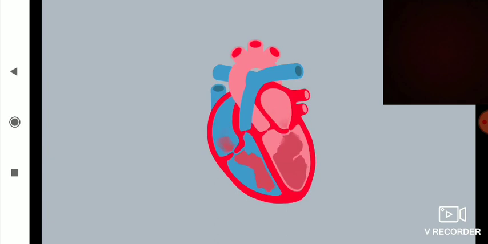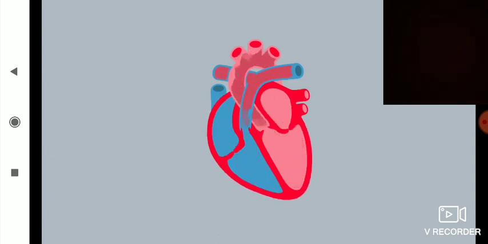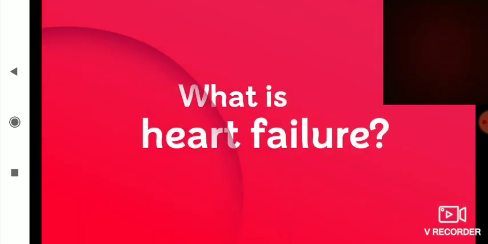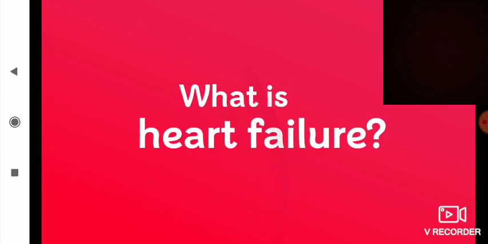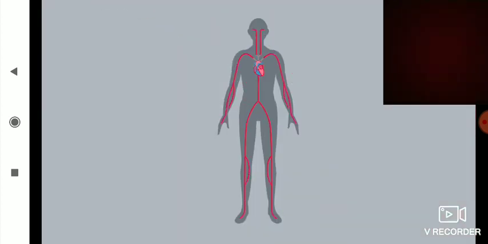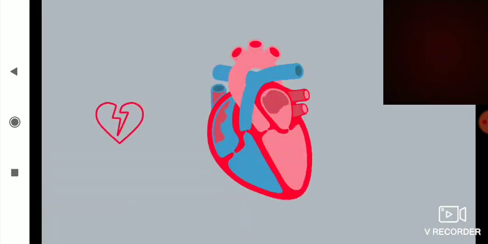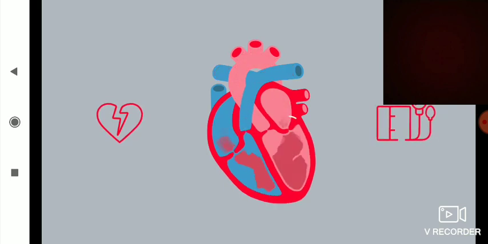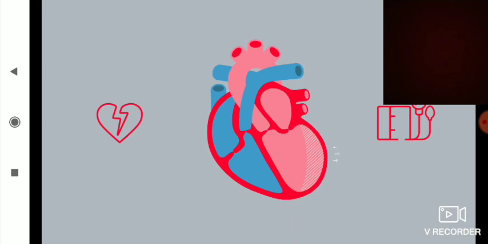Your heart is a muscle that pumps blood around your body. The term heart failure can sound frightening, but it simply means that your heart can't pump blood as well as it should. Heart failure can be caused by a number of things, most commonly a heart attack, high blood pressure, problems with heart valves, or cardiomyopathy, a disease of the heart muscle.